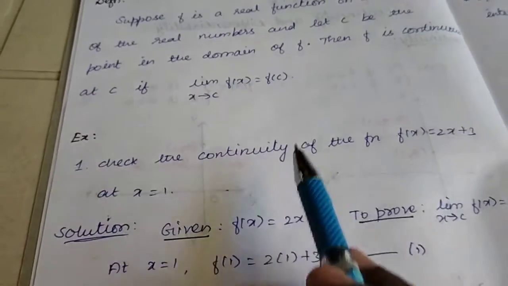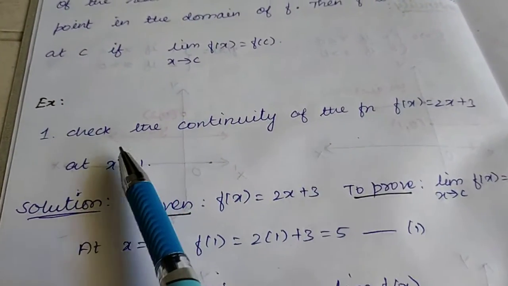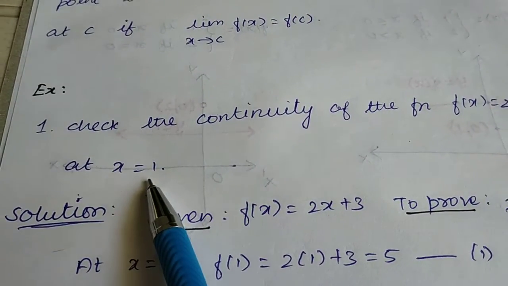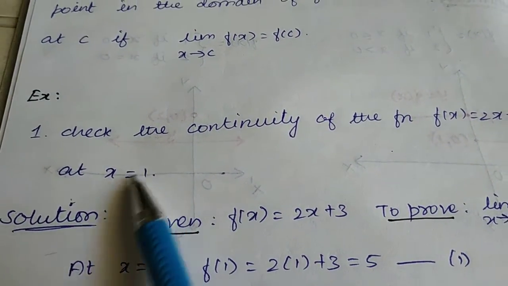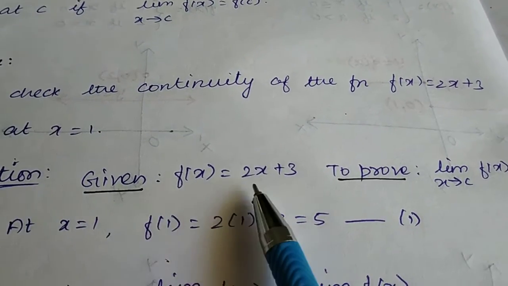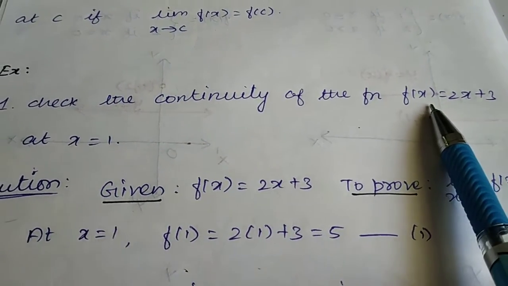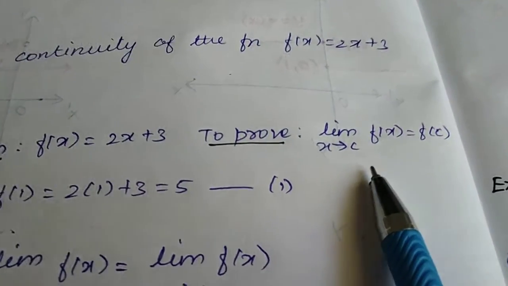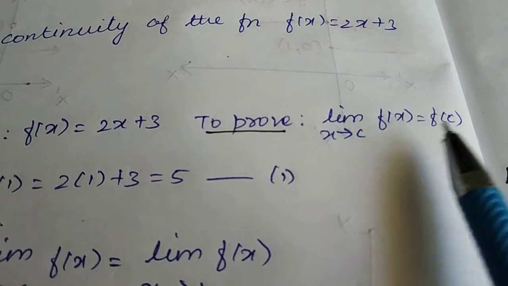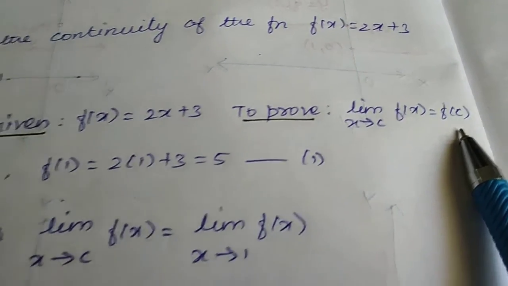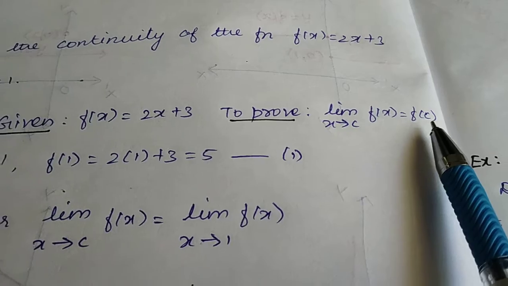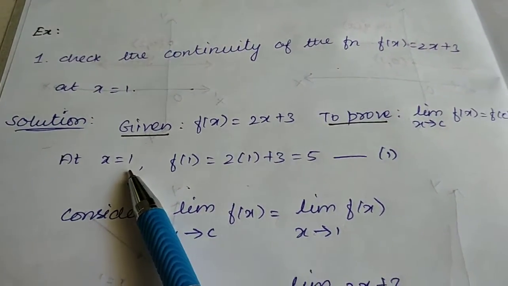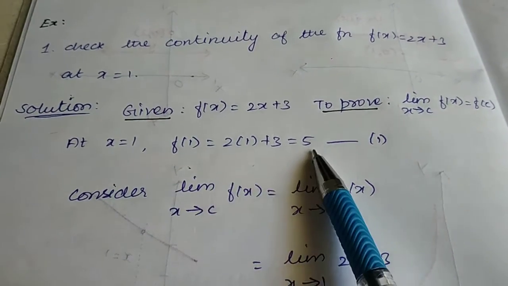So first let us see an example corresponding to this definition. Check the continuity of the function f of x equal to 2x plus 3 at x equal to 1. While solving the problem, first let us write what is given in the problem. It's given as f of x equal to 2x plus 3. And now we have to prove this: limit x tending to c of f of x equal to f of c. To prove this result, first let us find f of c. At x equal to 1, f of 1 is equal to 5.